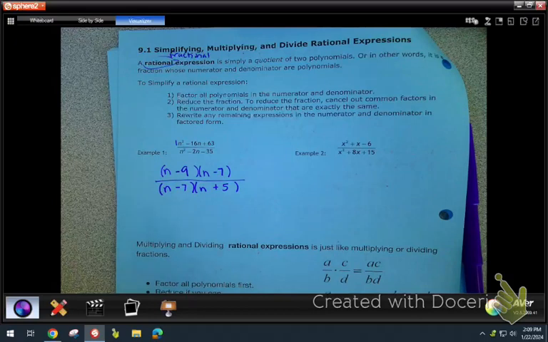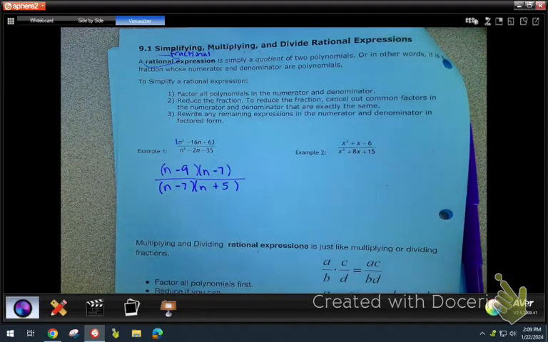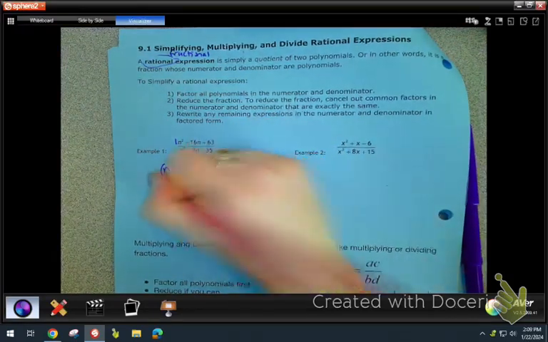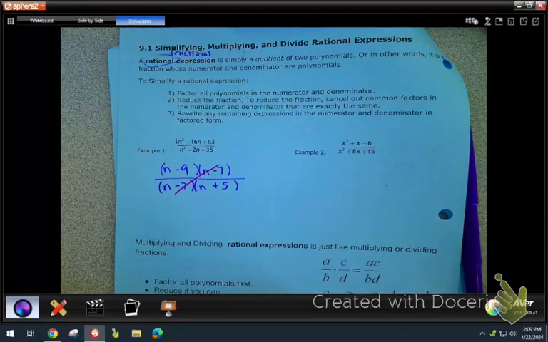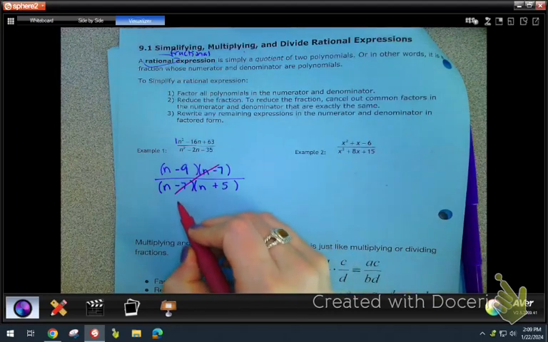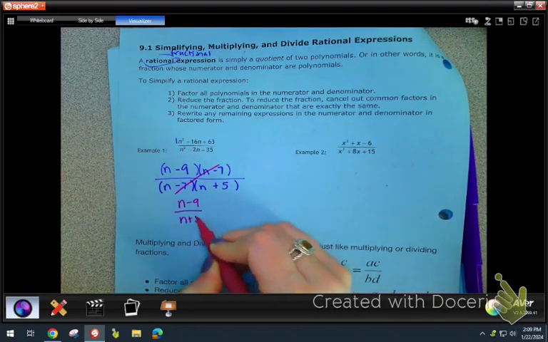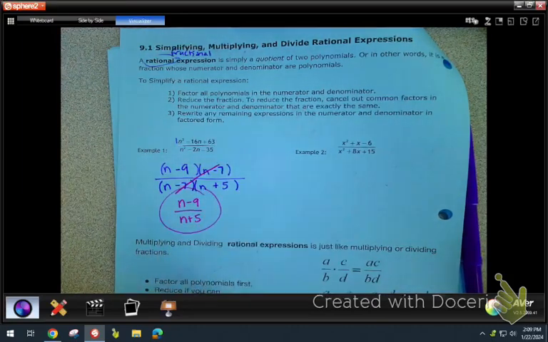Okay, so we factored everything out. Now we're going to look at the factors, and if there are any matching factors in the numerator and denominator, what is anything divided by itself? 1. Oh my gosh. We say cancel out, but it's really they are simplifying to 1. So this and this are going to simplify out. The other two, nothing happens. So what's your simplified form? N minus 9 over n plus 5. And this is your answer.